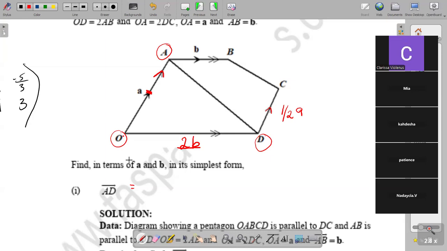But that's correct. How did Vanny get that? Wouldn't it be AO plus OB? Which is exactly what Mia said. So if we follow along this line, it's the opposite direction. So that's going to be negative A plus 2B. If you got it, say got it.